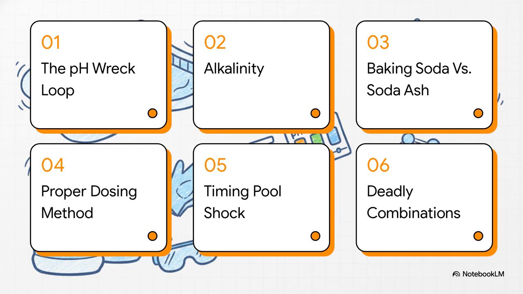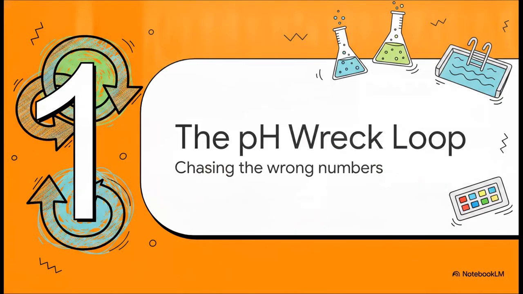To get you out of that cycle safely, here's our agenda. We'll start with the pH rec loop, then move to alkalinity, followed by baking soda versus soda ash. After that, we'll hit the proper dosing method, timing your pool shock, and finally, deadly chemical combinations. Let's get to it. Section 1.